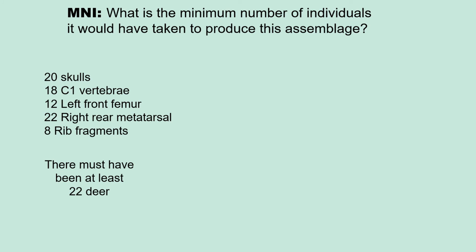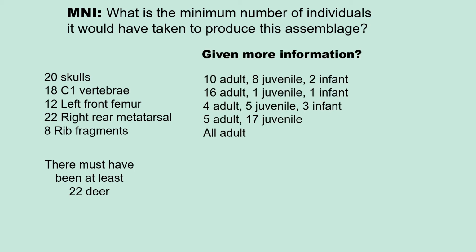There must have been at least 22 deer, because you have 22 right rear metatarsals. Each deer has only 1 of those. There must have been at least 22 deer. Now let's complicate this a little bit more. And if we knew the ages or age ranges, now with this more information, what's the minimum number of individuals?